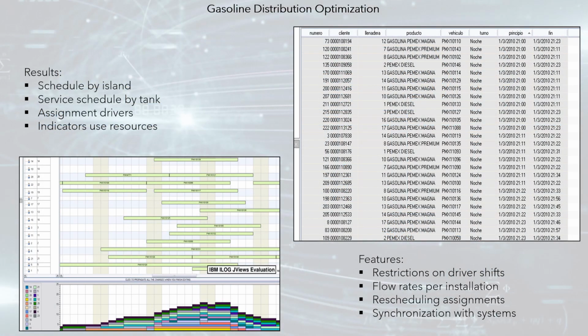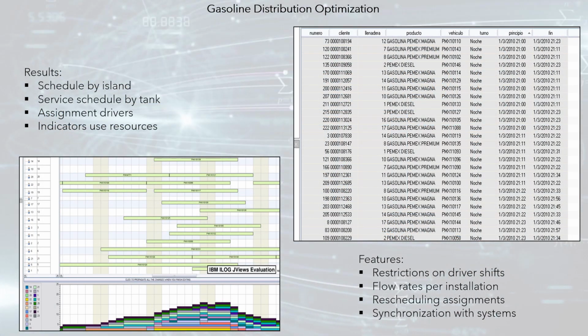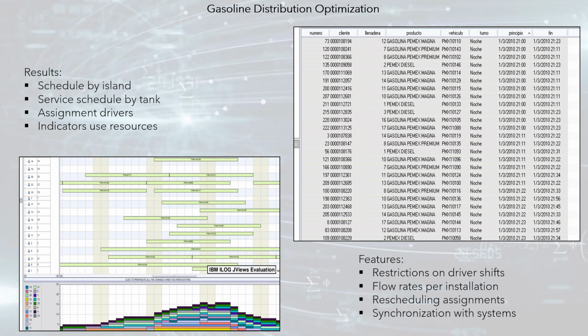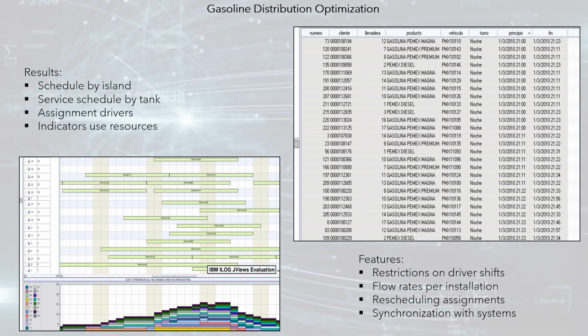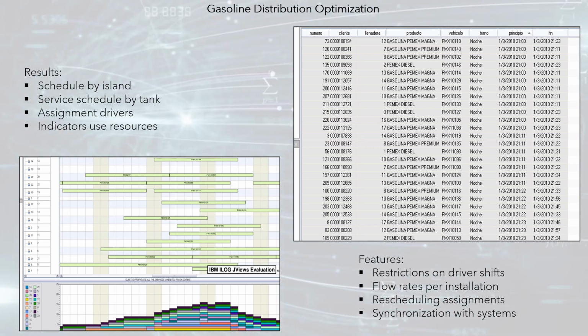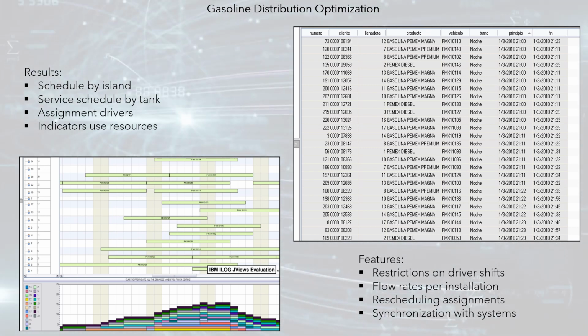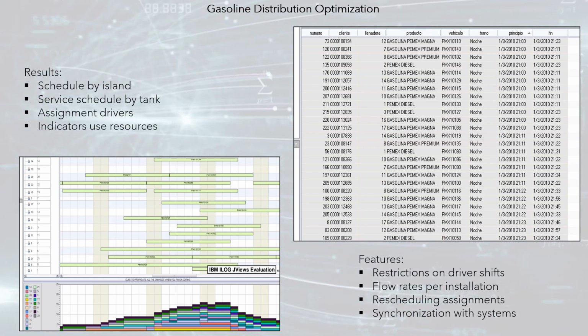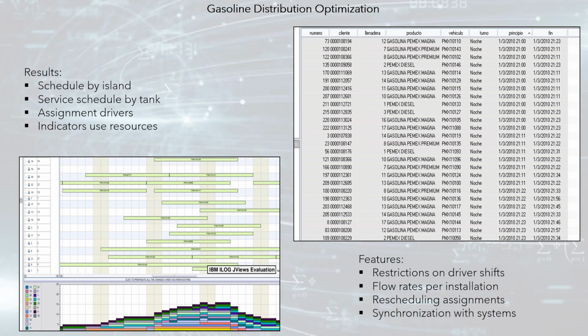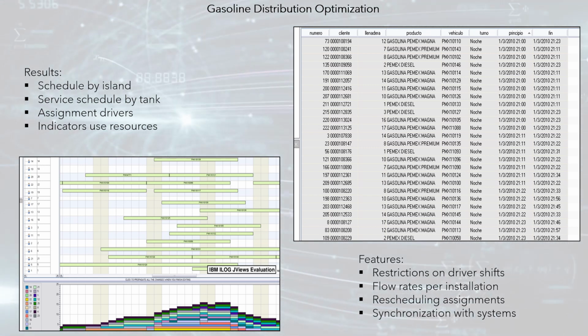The model produces the following results: schedule by island, service schedule by tank, assignment of drivers, and indicators of resource use. And the following features: restrictions on driver shifts, flow rates per installation, rescheduling assignments, and synchronization with systems.